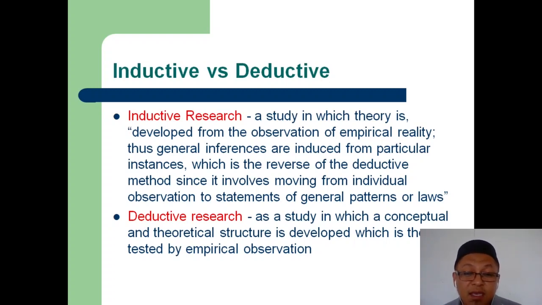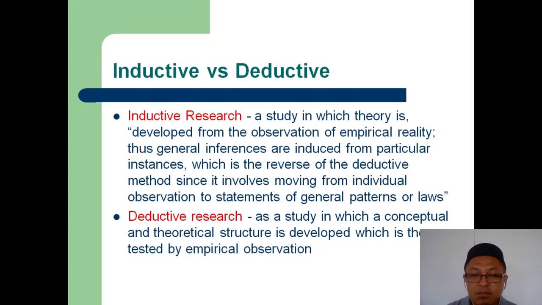Deductive research, on the other hand, is a type of study where it conceptualizes a framework which has variables, and then this framework together with the relationships will be tested using empirical observation. Empirical observation here means you collect data, probably using a survey, questionnaire, or you do an experiment in the lab, still you generate and collect data. Based on the collected data, you will test the relationship between variables in the framework. So this is deductive research.